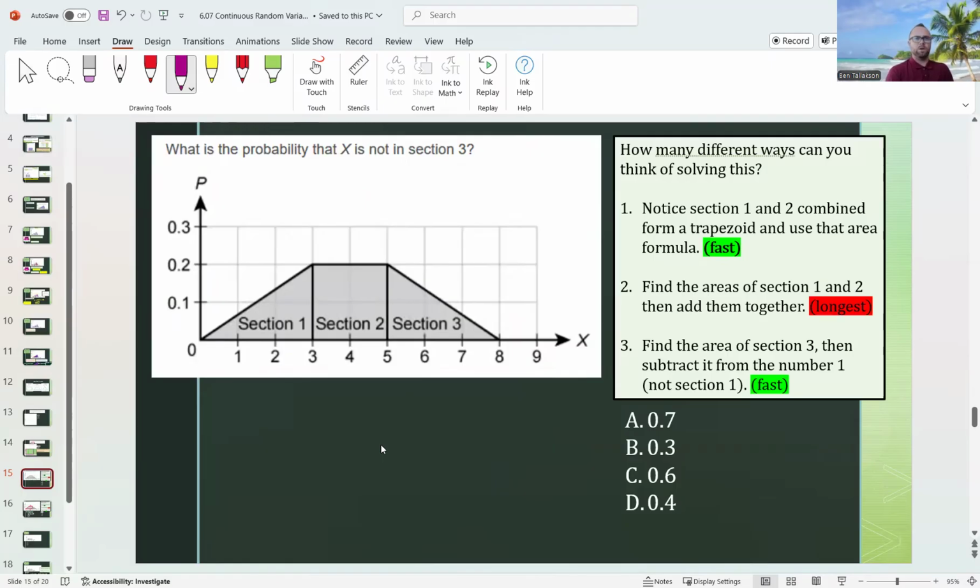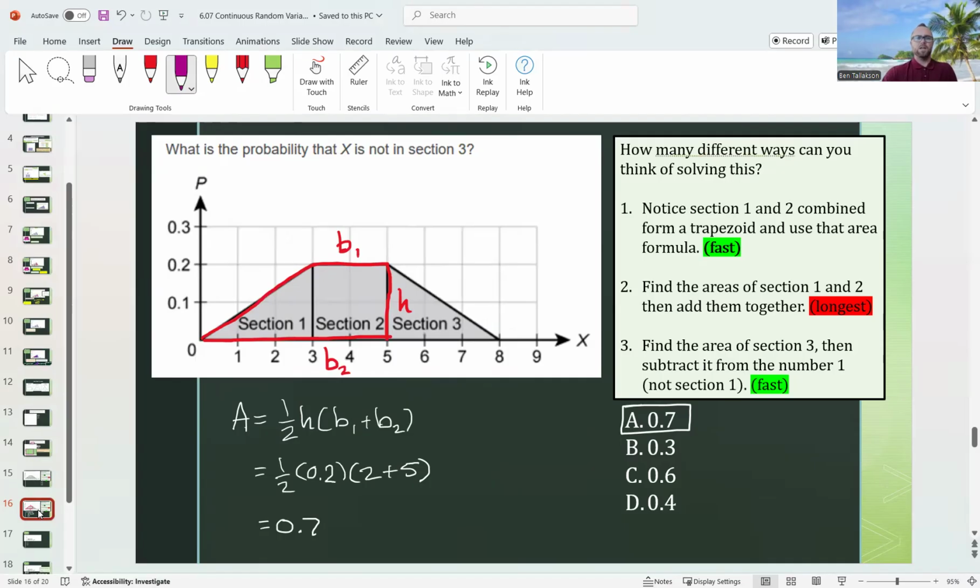All right, what's the probability that x is not in section 3? 3 different ways to solve this. I have my recommendations of the faster ways and the slower ways. Let's see how you did. Answer is A. So probability x is not in section 3. Section 3 cuts off at this vertical line.